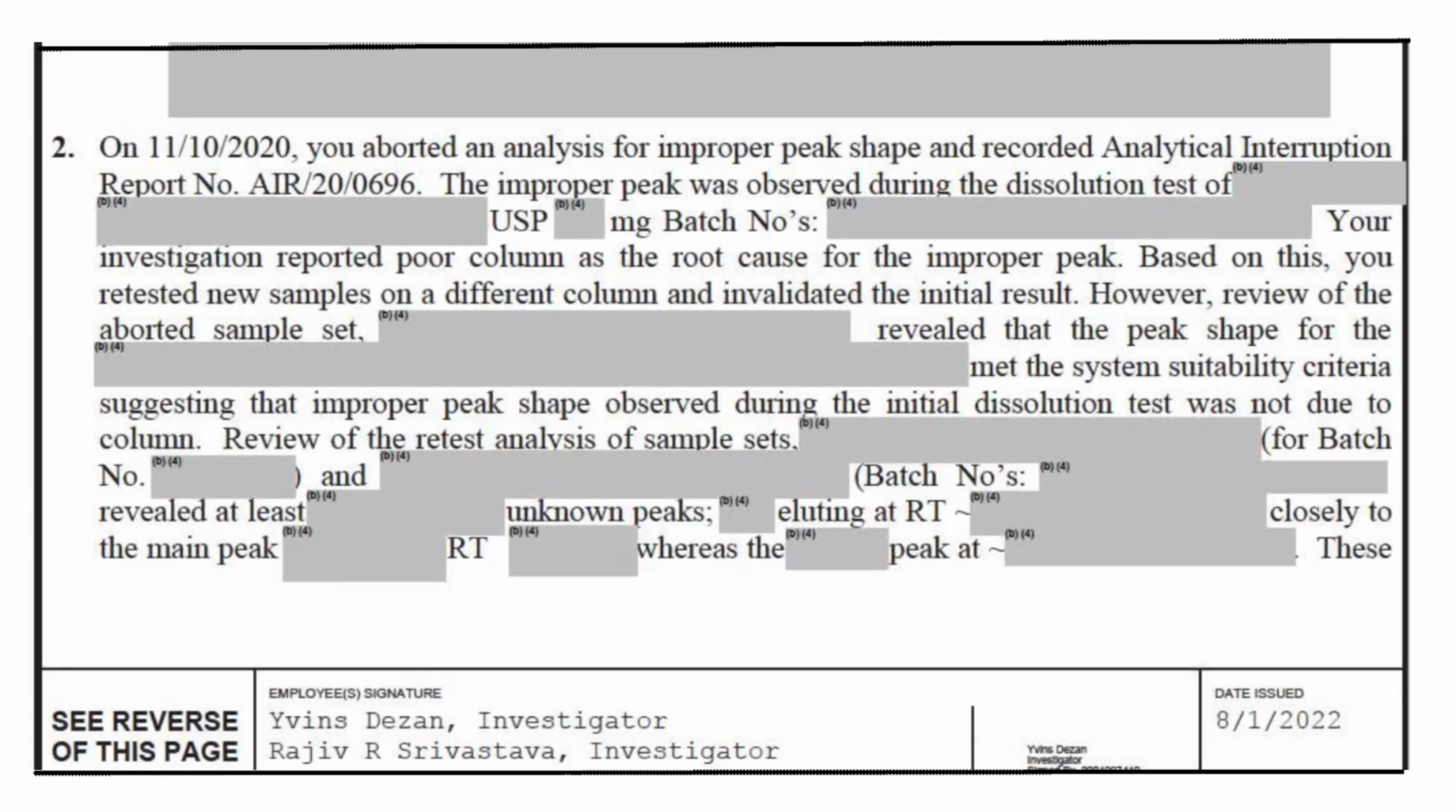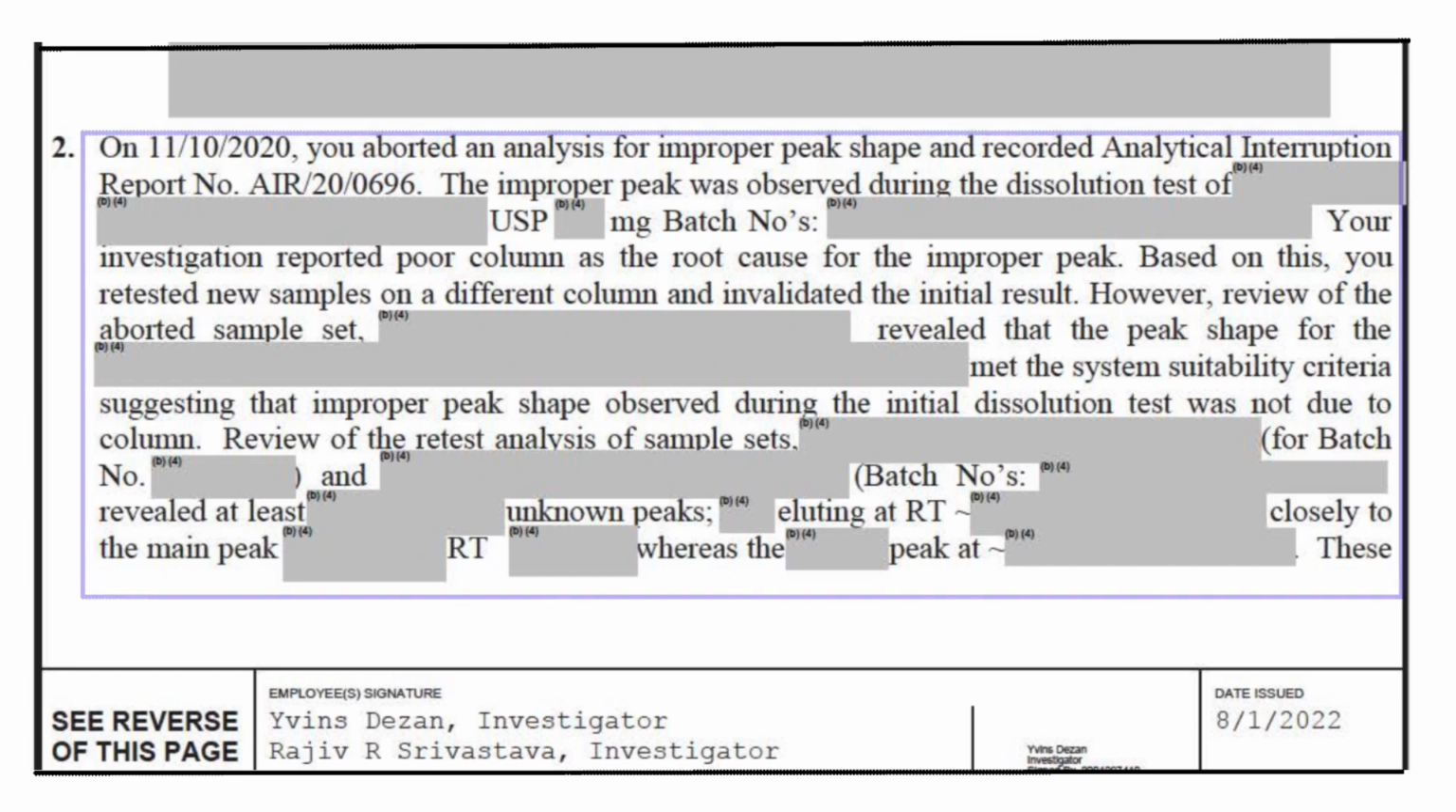Now let us see one more example mentioned under observation number 1. So guys, auditors reviewed one AIR report. AIR means Analysis Interruption Report, which is nothing but a QC incident. What happened? One of the dissolution sample sets was aborted during the analysis as an improper peak was observed. Further investigation was done and the root cause for the improper peak was concluded as poor column performance. Thereafter, repeat analysis was done with another column.